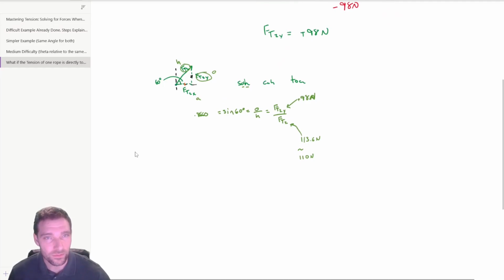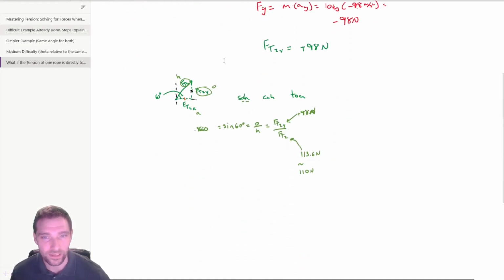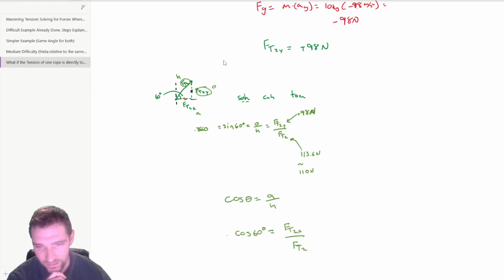So then if we want to do this other tension, we've got to find the FT2x and then plug that into this expression here. So we're going to need to do our cosine theta, which is adjacent over hypotenuse. So if we do cosine of 60 degrees here, the adjacent is the FT2x over FT2. And we can solve for this. And we know what FT2 now is.